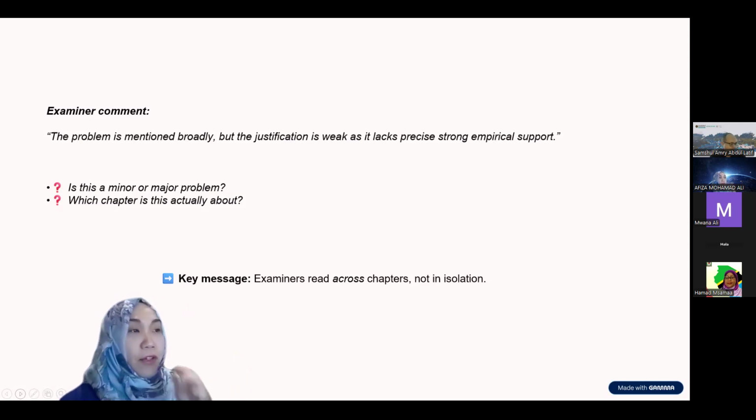Okay, so first things first, the key message that I'm trying to give out here is that where the problem is mentioned, broadly or specifically, is in the problem statement in chapter 1. But the key message is that examiners read across chapters, not in isolation. What does that mean? That means that from chapter 1 till the end, there is always a link to what you're trying to solve, either from the RQs that support the problem statement and so on. I'll go to the point where this comes in later.